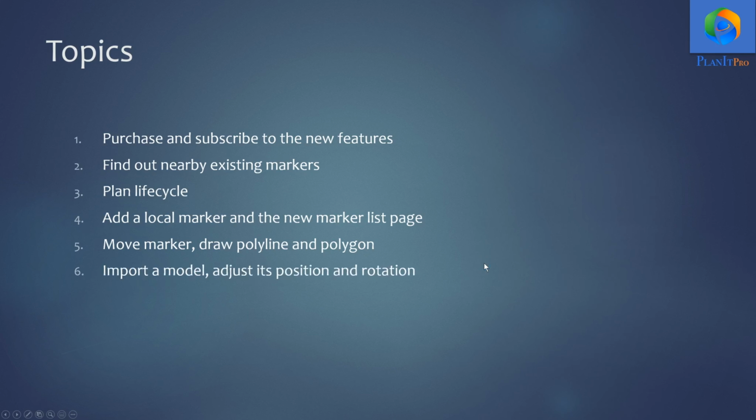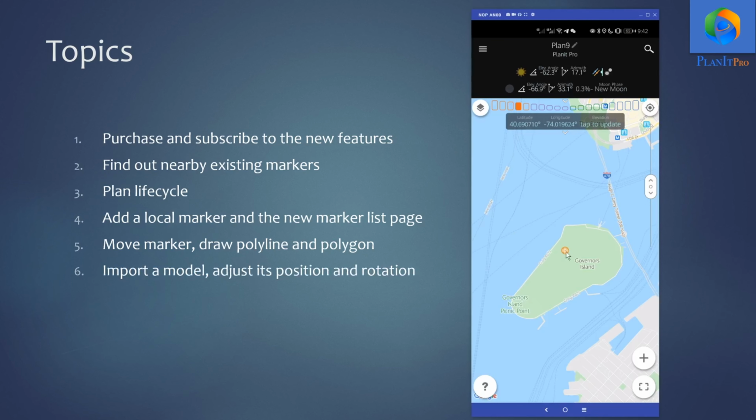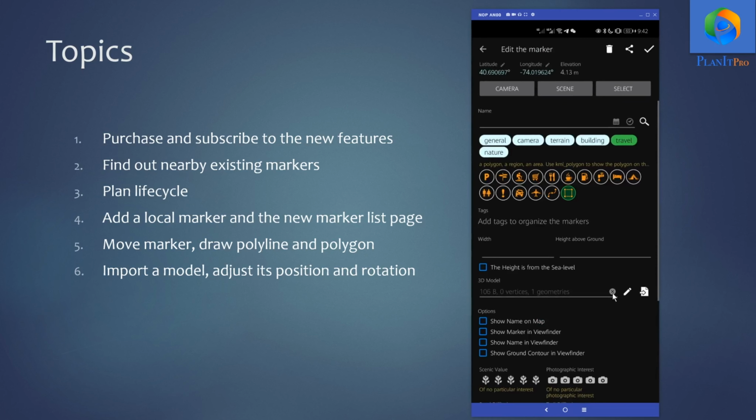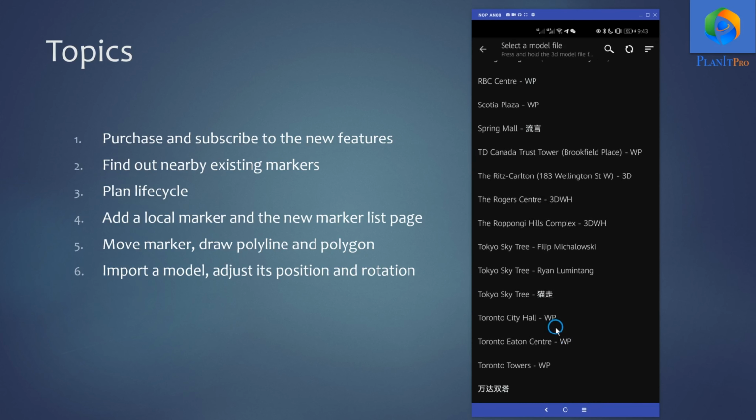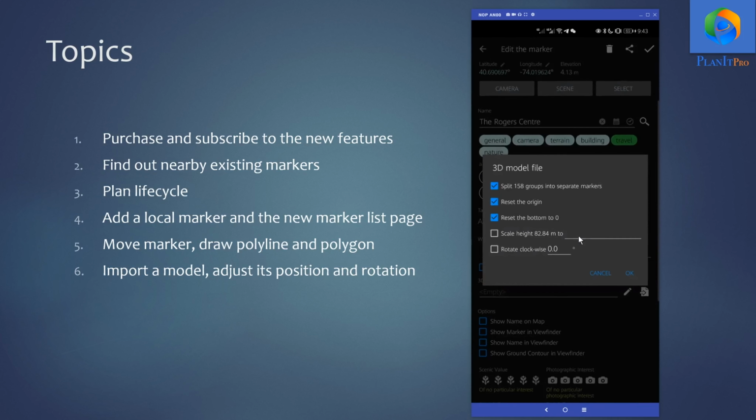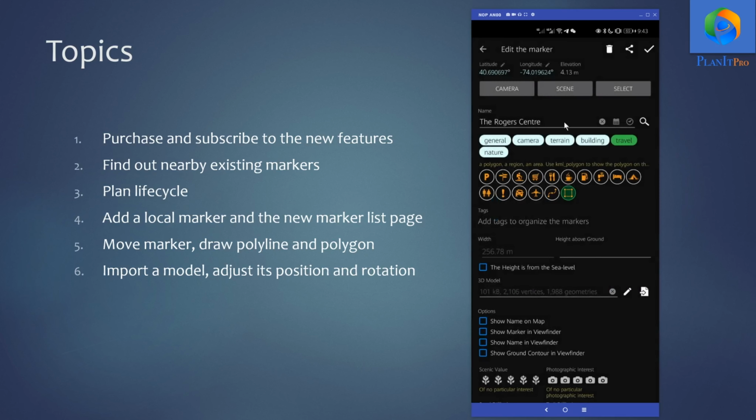The next one is to import a model and adjust its position and rotation. To do that, I will just use this as an example. Go to the editor, I clear the model first. The import model is from here. You tap here. From here, I have a bunch of model files I imported before. Let's say maybe just Rogers Center. I will not explain this option here, but I have a separate video to talk about it. So I'm just showing you how to quickly adjust position here. Maybe change the building, say okay.